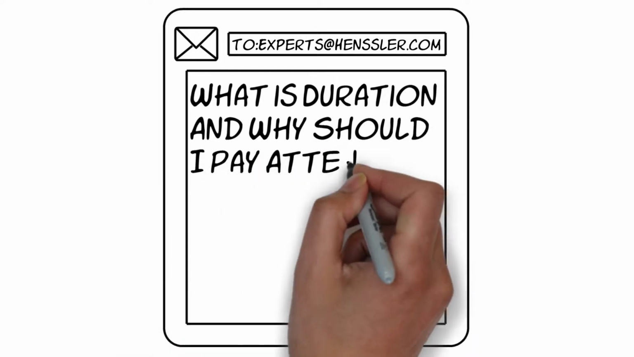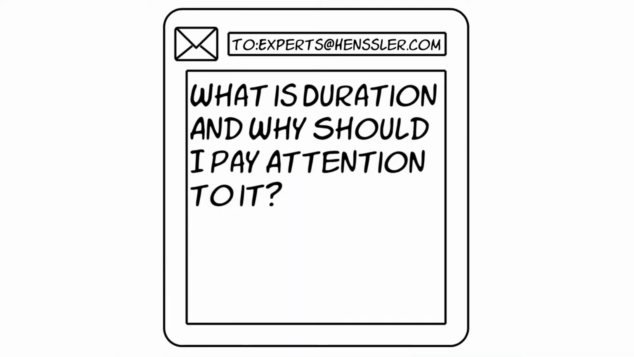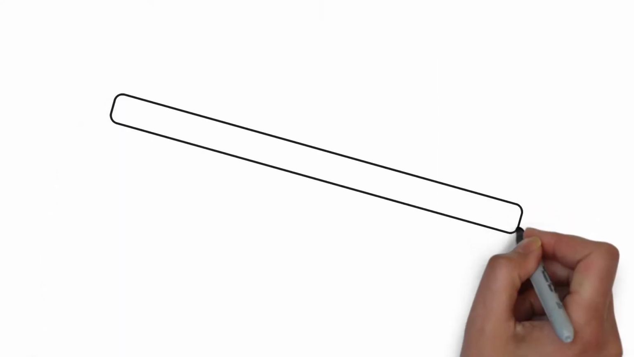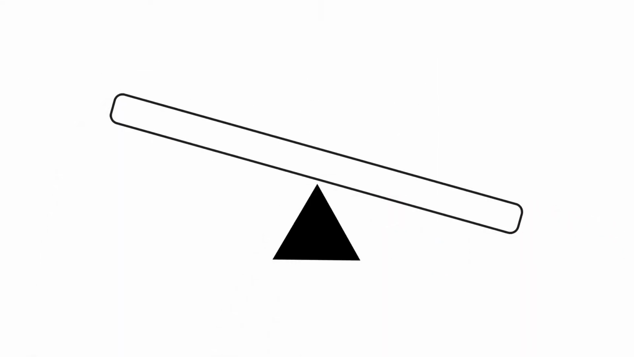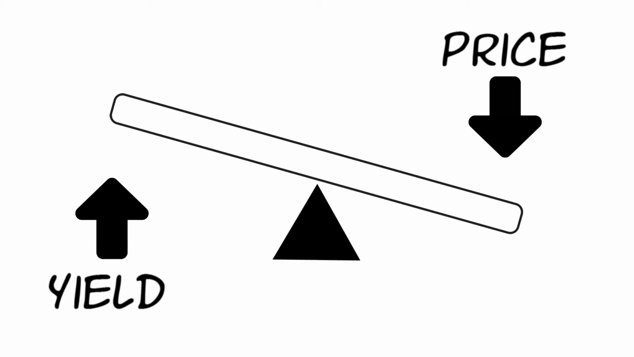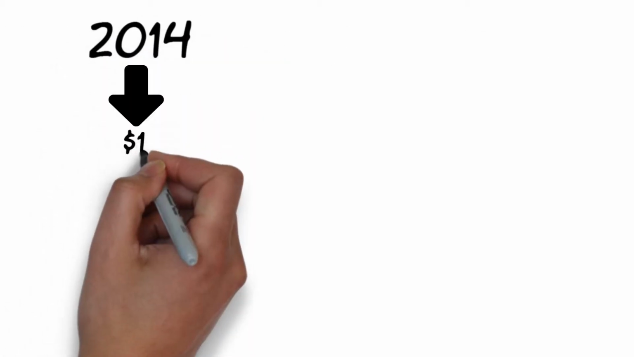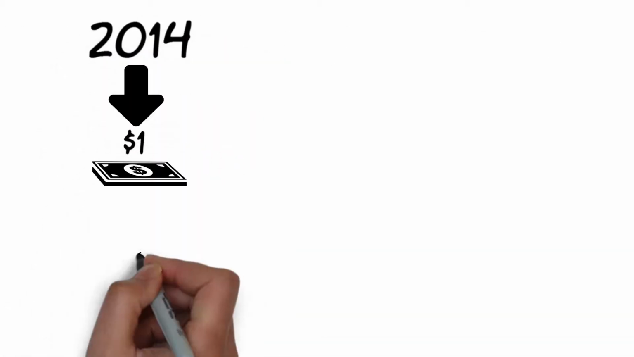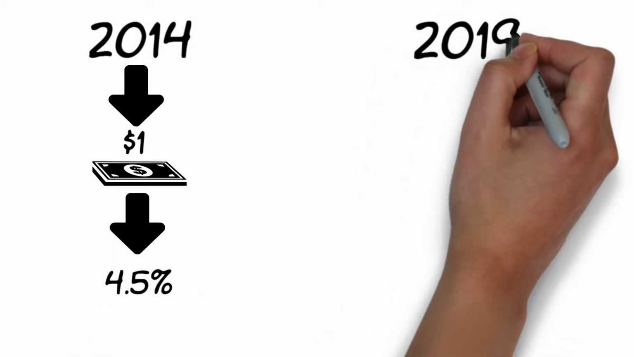I'll chime in. Most people, I mean, duration from an academic point of view is... Let's go a little further back. Bond prices typically move in the opposite direction of yields. So when the yield of a bond goes up, that means the price is going down. And duration takes into account the present value of all of the expected future cash flows and interest payments you have to take into account.